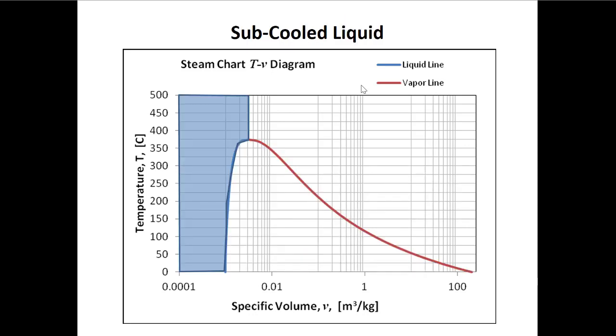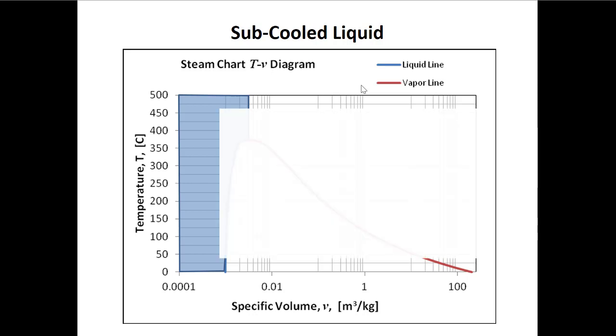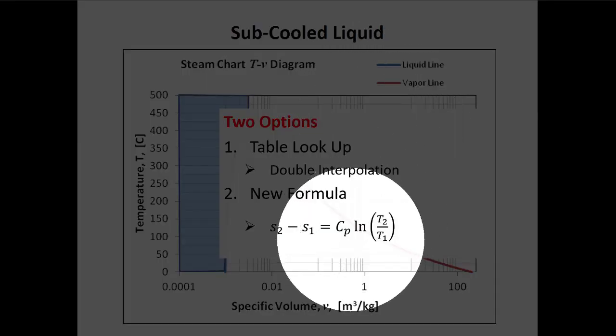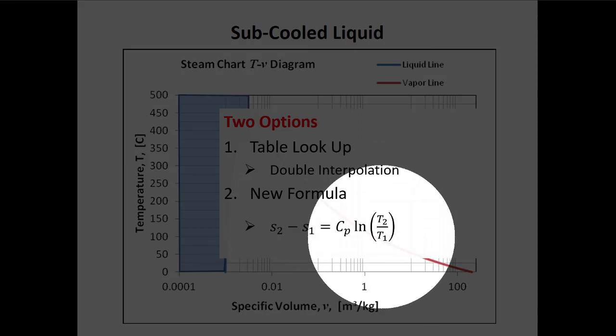If we have a subcooled liquid, things can get a little bit more interesting. So here in the subcooled liquid region, we do have two options. The first is probably not a surprise. You can do a double interpolation. The second is if we're using a process that has an inlet of a subcooled liquid and an outlet of a subcooled liquid, then we can take delta S is equal to Cp, that's the specific heat at constant pressure, times the natural log of T2 over T1.